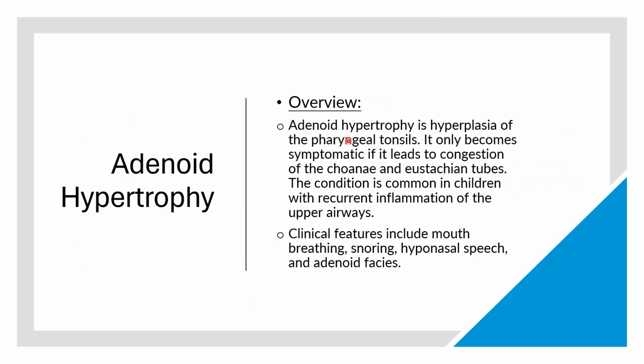Overview. Adenoid hypertrophy is hyperplasia of the pharyngeal tonsils. It only becomes symptomatic if it leads to congestion of the choanae and eustachian tubes. The condition is common in children with recurrent inflammation of the upper airways. Clinical features include mouth breathing, snoring, hyponasal speech, and adenoid facies.